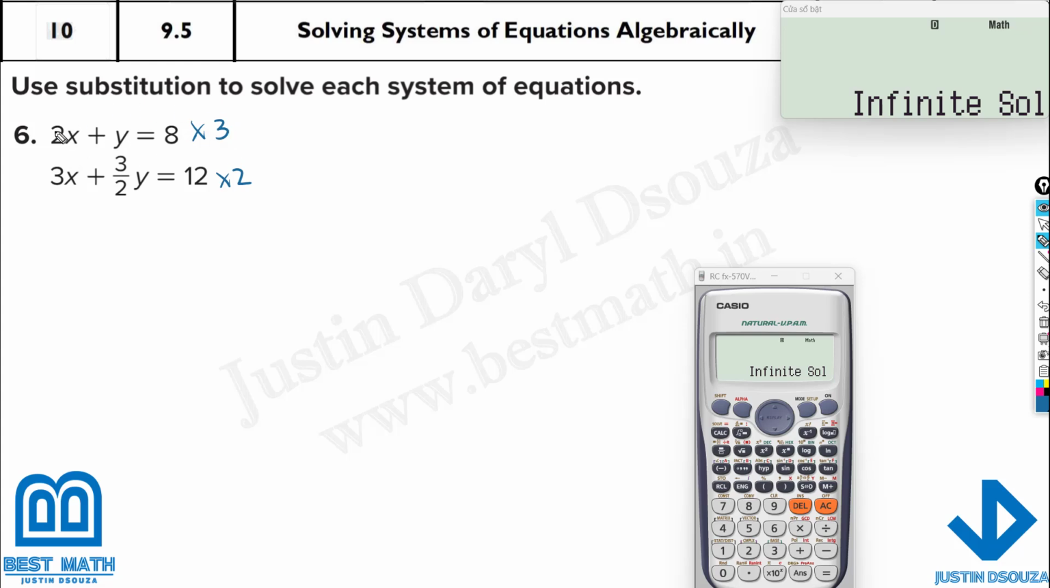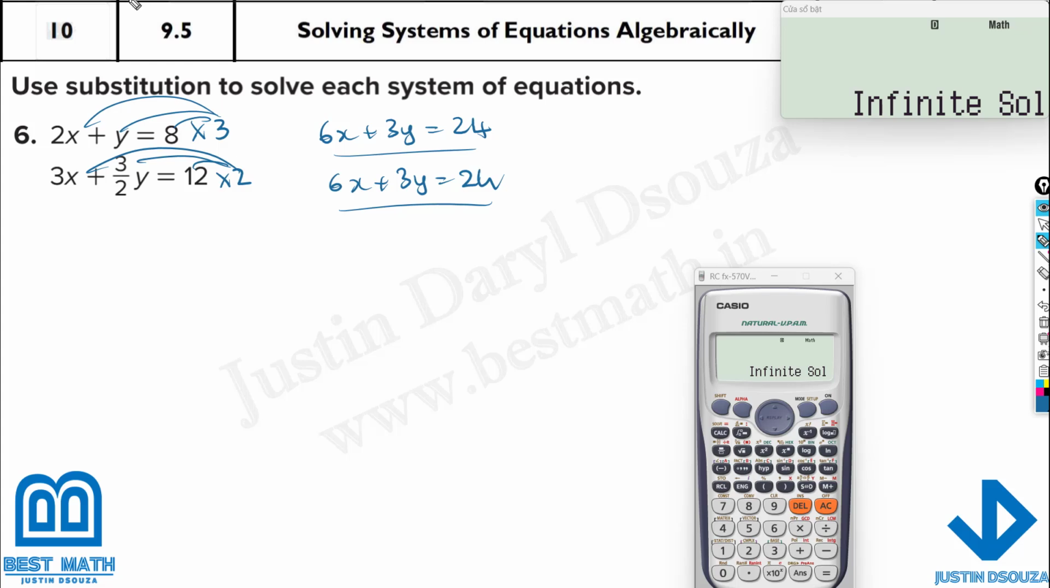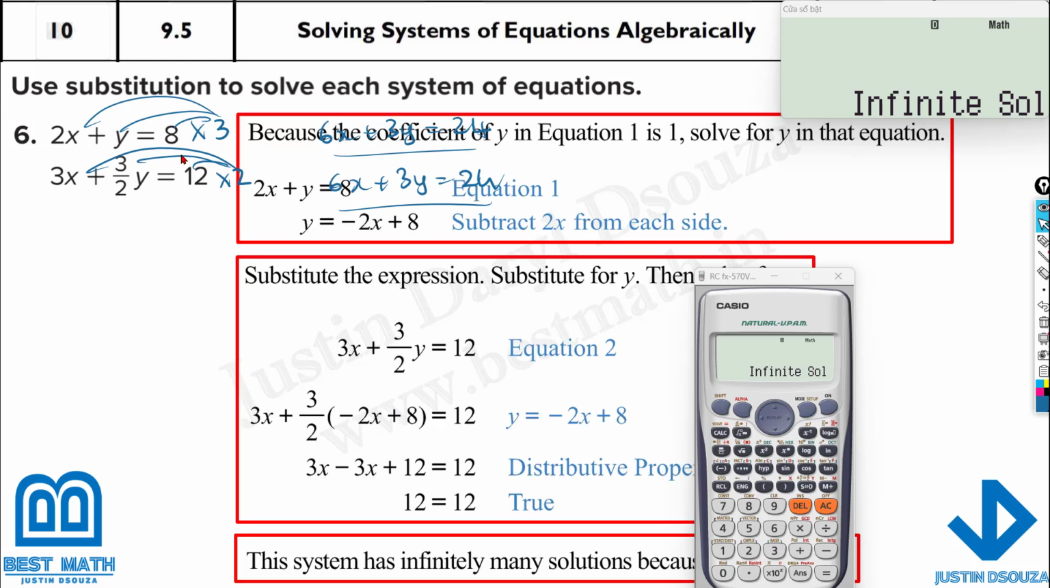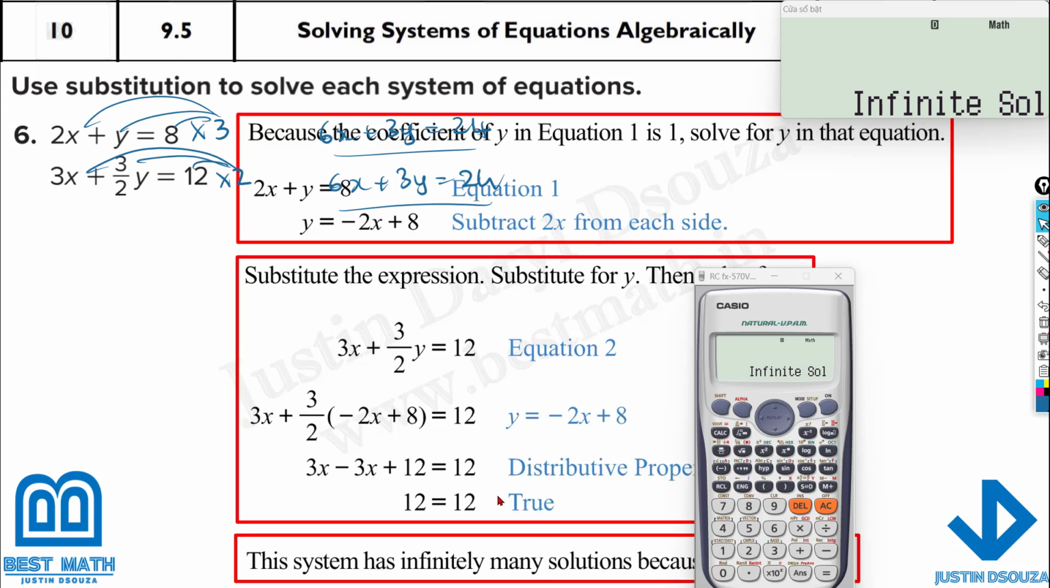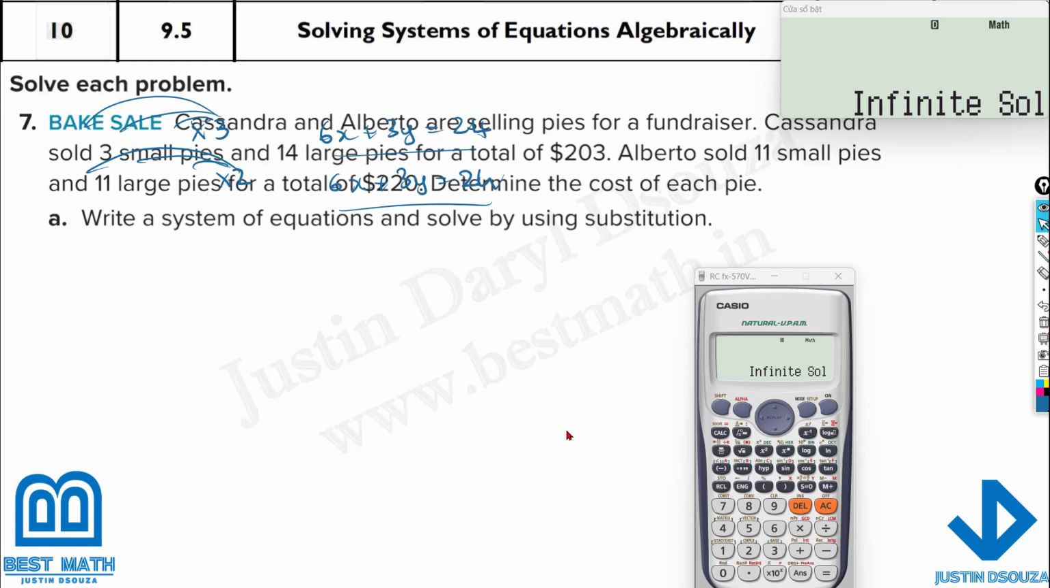This is simpler. So I'll just multiply 3 throughout, and it's going to be 6x plus 3y is equal to 24. What about this? I'll multiply 2 throughout. It'll be 6x plus 3y equals 24. Can you see they both are same? That means it's infinite solution here. They both are equal. Whenever you see such, when you solve them and you get the same equation, that means it's literally the same line. It is consistent and it has infinite solution because every point in the line is a solution. So it's infinitely many solutions.